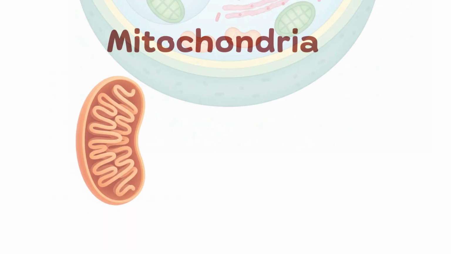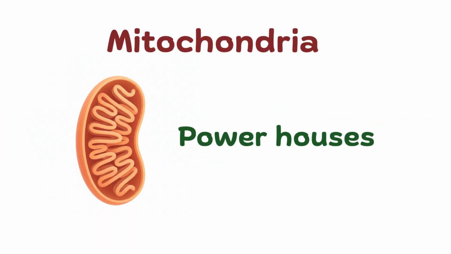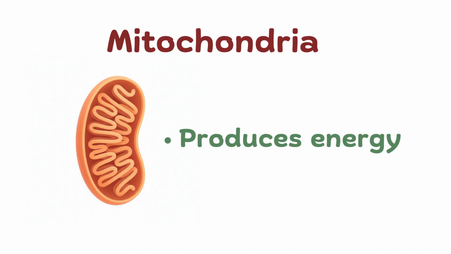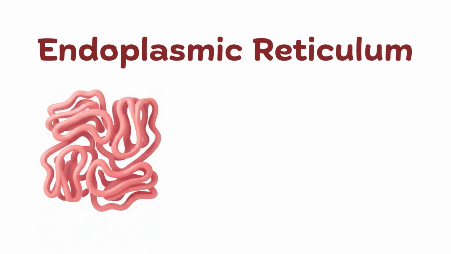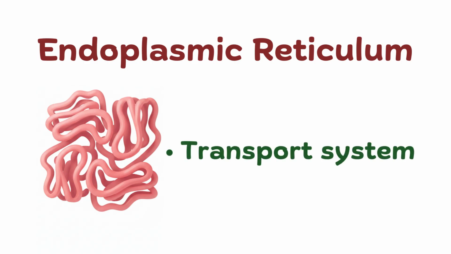Mitochondria. Mitochondria are known as the powerhouses of the cell. Their job is to produce energy that the cell needs to carry out its activities. Endoplasmic reticulum. The endoplasmic reticulum, or ER, is like a transport network inside the cell.